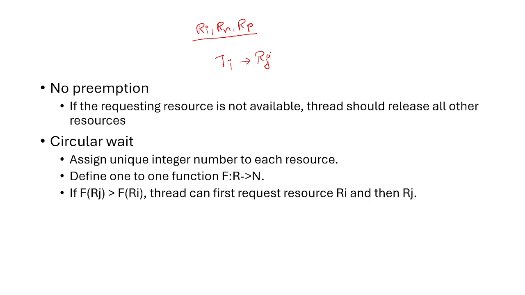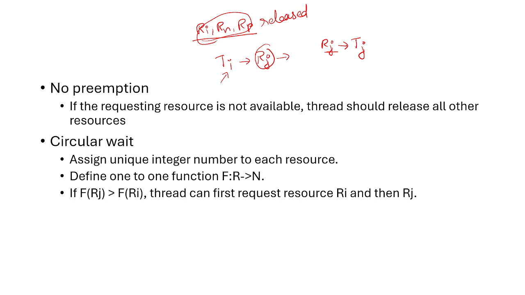If the resource Rj is currently not available, it might be allocated to some other thread. For example, Rj might be assigned to the thread Tj, so Rj is not available. Ti will not wait until Tj releases Rj while holding others. It should be in a wait state, but it needs to release all the resources it already holds, Ri, Rn and Rp. So while the thread is in the waiting state, it should not hold any resources.